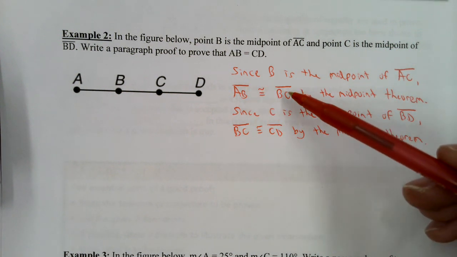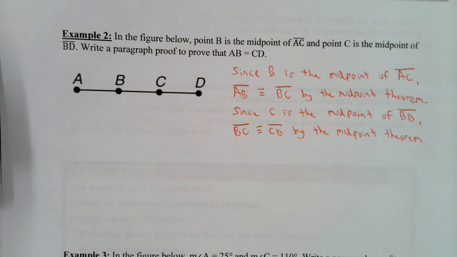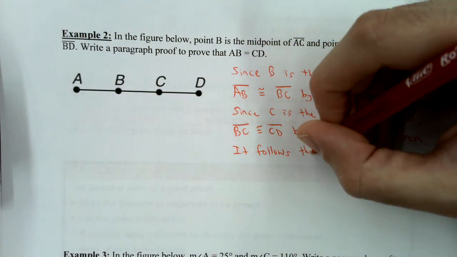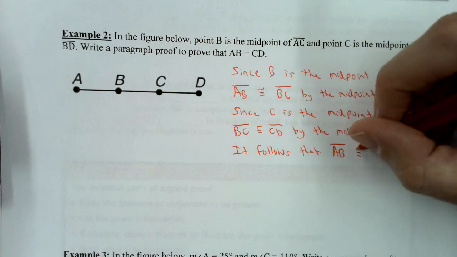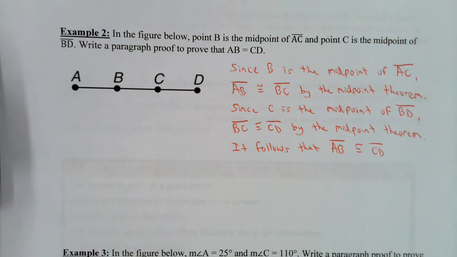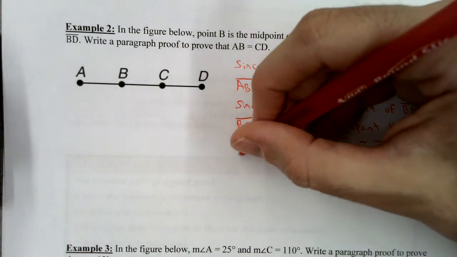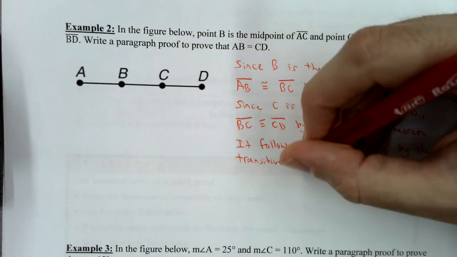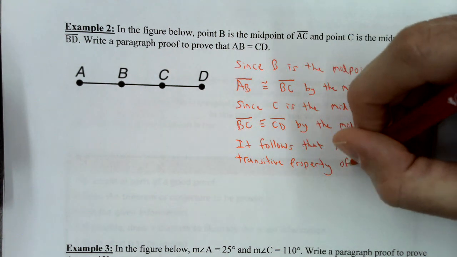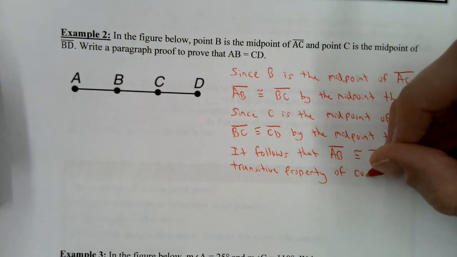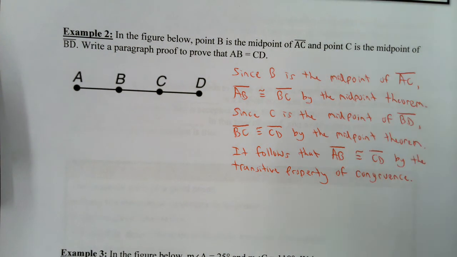So since I have AB is congruent to BC and BC is congruent to CD, I can now say that AB is congruent to CD. So I'm going to say it follows that segment AB is congruent to segment CD by the transitive property of congruence. Okay, that's important. Earlier, we did transitive property of equality, but since these are congruent symbols in their segments, I'm going to say transitive property of congruence.